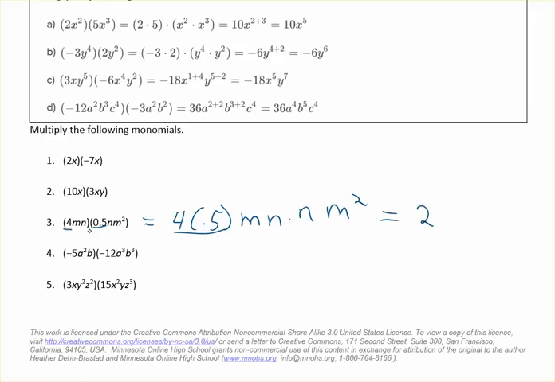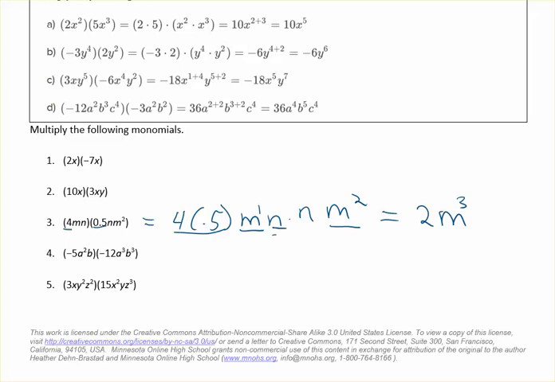That's just 2. Now let's look at the m's and n's. So we have m to the 1. If there's no exponent on it, it's a 1. And we have m to the second. So the rule is if you have the same base, which is m, you add their exponents. 1 plus 2 is 3.